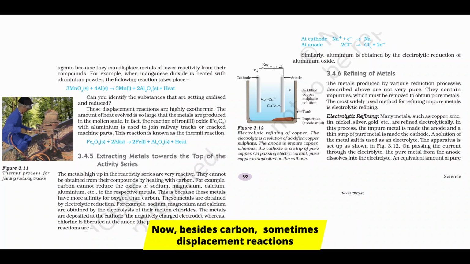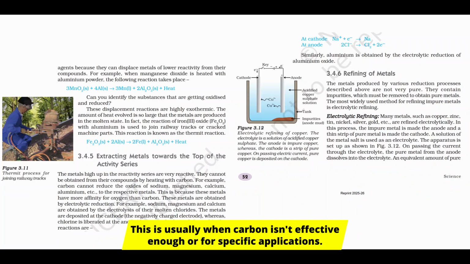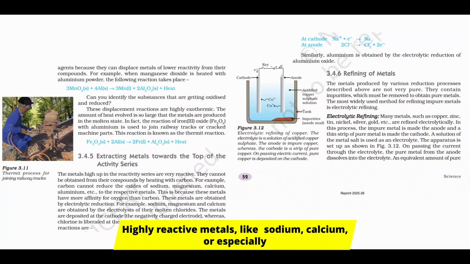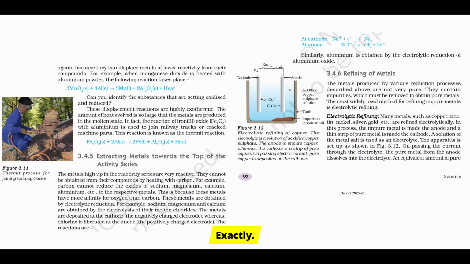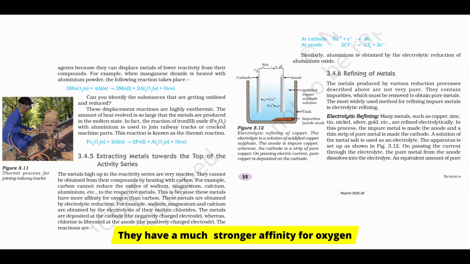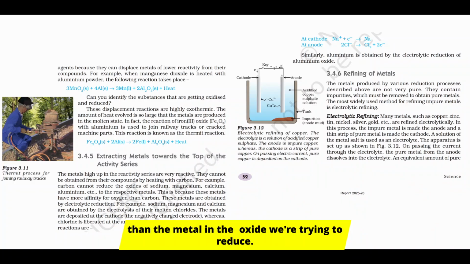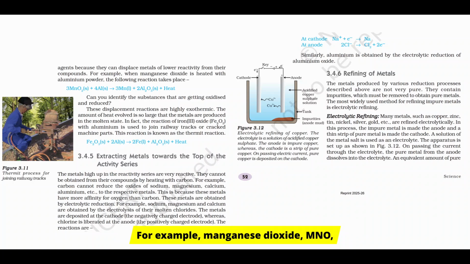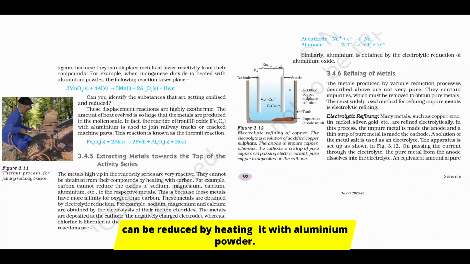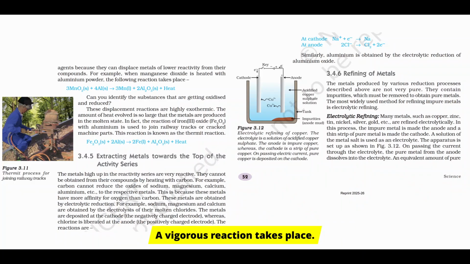Now, besides carbon, sometimes displacement reactions using more reactive metals are employed as reducing agents. This is usually when carbon isn't effective enough or for specific applications. Highly reactive metals like sodium, calcium, or especially aluminium can act as very strong reducing agents. Because they are higher up in the reactivity series. Exactly. They have a much stronger affinity for oxygen than the metal in the oxide we're trying to reduce, so they can displace the less reactive metal from its oxide. For example, manganese dioxide, MnO2, can be reduced by heating it with aluminium powder. A vigorous reaction takes place.